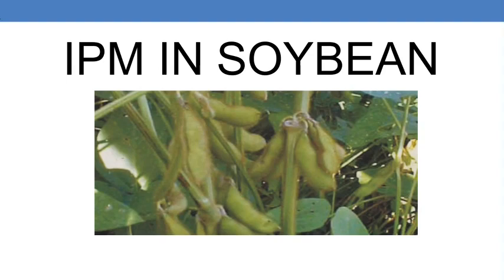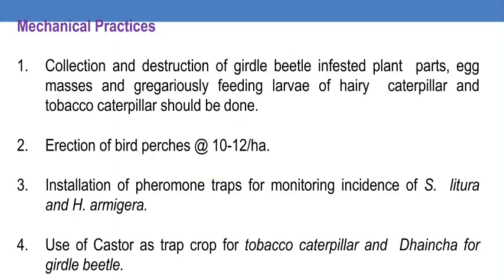Then we should know about the different IPM techniques against the different insect pest populations of the soybean crop. In that, the first is the mechanical practices. In that, collection and destruction of girdle beetle infested plant parts, egg masses and gregariously feeding larvae of the hairy caterpillar and the tobacco leaf-eating caterpillar should be done.